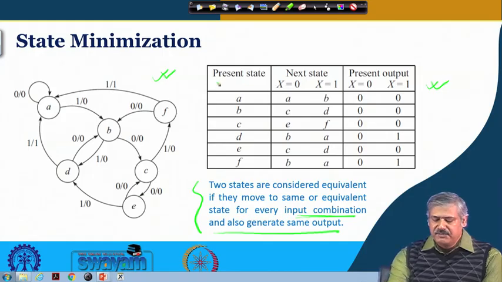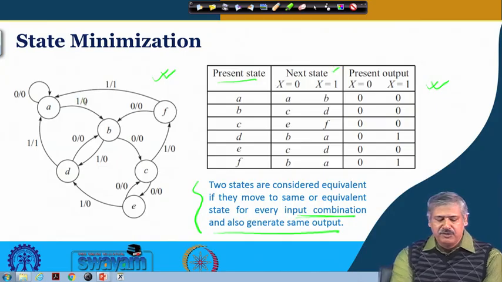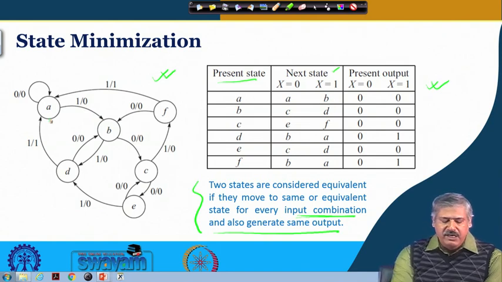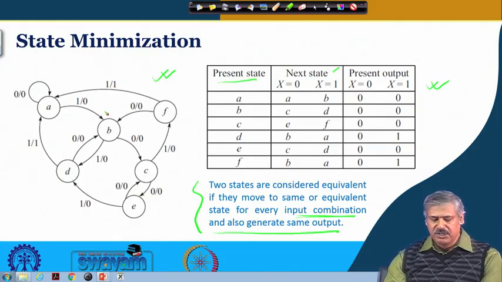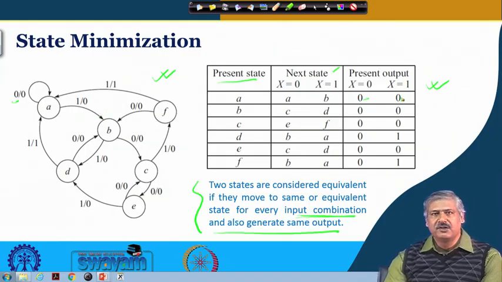This is the present state A, B, C, D, E, F. Next state, for input, only one input is used; this is a Mealy model, we can see. So x is equal to 0 and x is equal to 1. The corresponding next states for A: for x equal to 0 this is A, for x equal to 1 this is B. What are the corresponding outputs? From A, if input received is 0, output is 0; input received is 1, output is still 0. That is how we get the first row of this table.